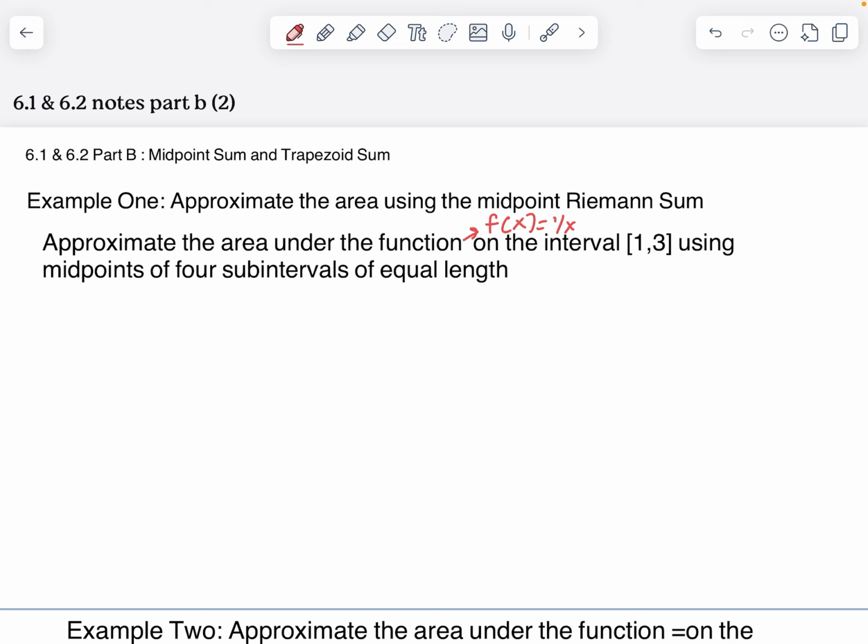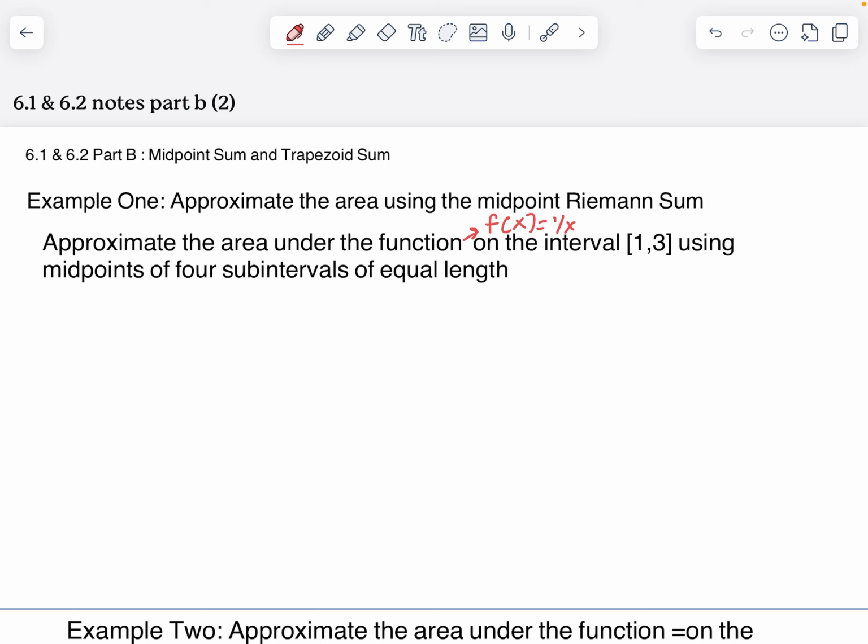So these are more ways to approximate the area under a curve. We're going to go over midpoint sum and trapezoid sum, and both of those names should be hints of the process that we're about to use. So example 1 says approximate the area using the midpoint Riemann sum. Approximate the area under the curve for the function f of x equals 1 over x on the interval 1, 3 using midpoints of 4 subintervals of equal length.